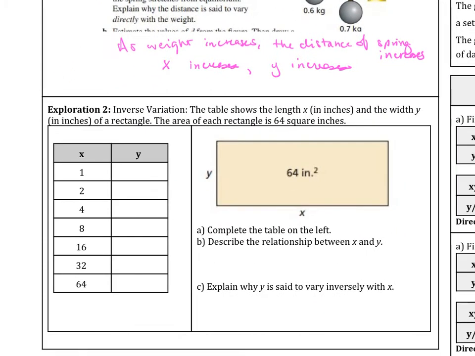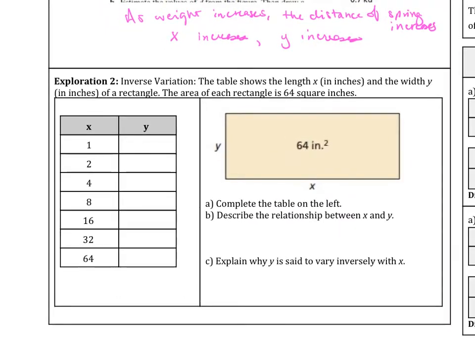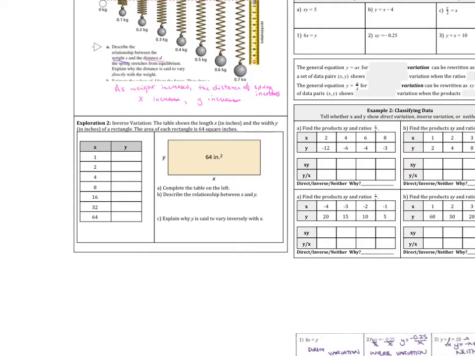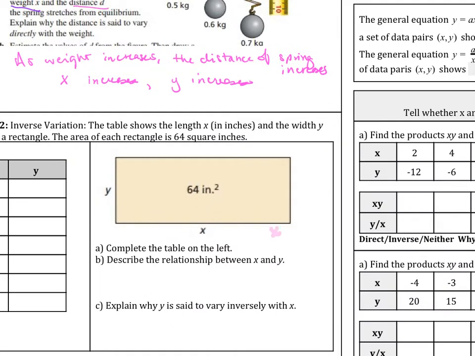So let's look at this example here, inverse variation. This is the table. It shows the length x in inches and the width y in inches of a rectangle. If we know that the area of the rectangle is 64 square inches, that doesn't change. Remember, in order to find the area, it's length times width, or base times height. So really, we're looking at x times y. So x times y should equal our area. And we know that the area in this case is 64 inches squared, so xy equals 64.